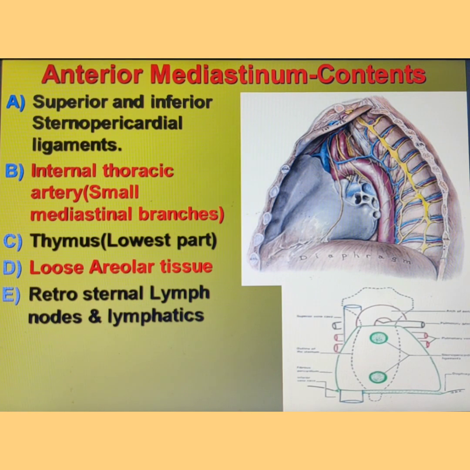Now what are the contents in the anterior mediastinum? We have superior and inferior sternopericardial ligaments, as you can see in this picture and in this diagram as well. The contents of the anterior mediastinum: superior and inferior sternopericardial ligaments, then internal thoracic artery, lowest part of the thymus gland, loose areolar tissue, and we have retrosternal lymph nodes and lymphatics. So these are the contents of the anterior mediastinum.